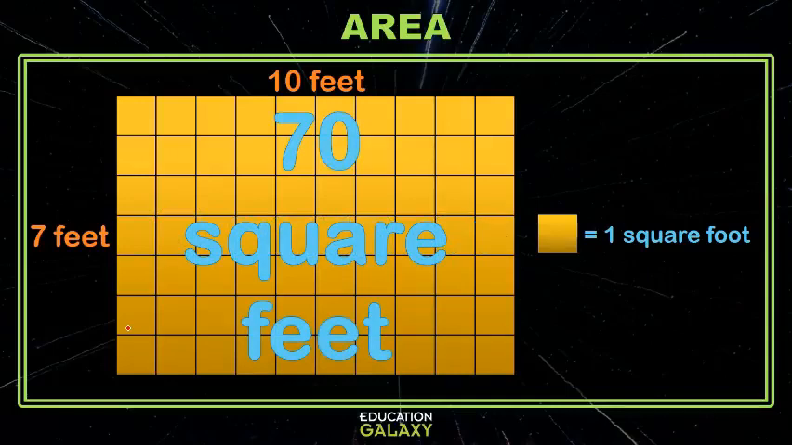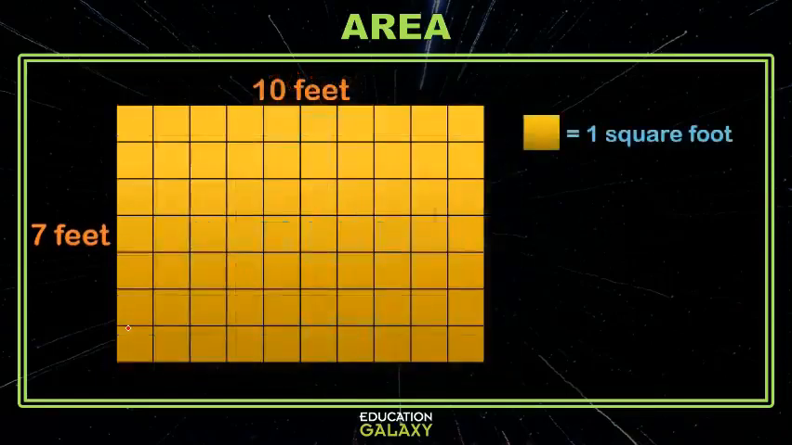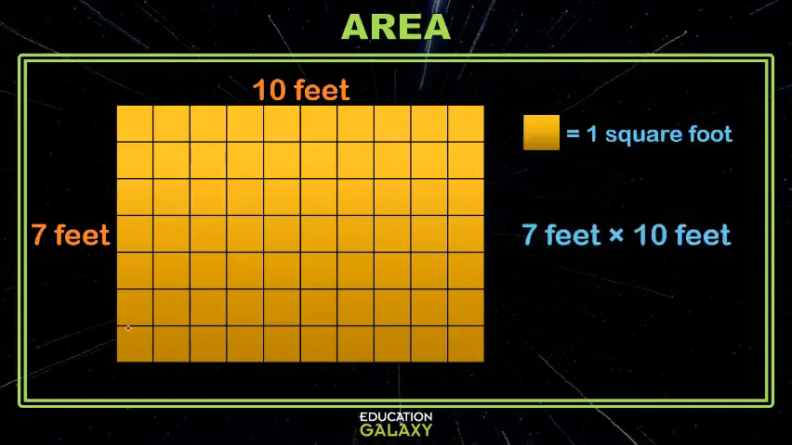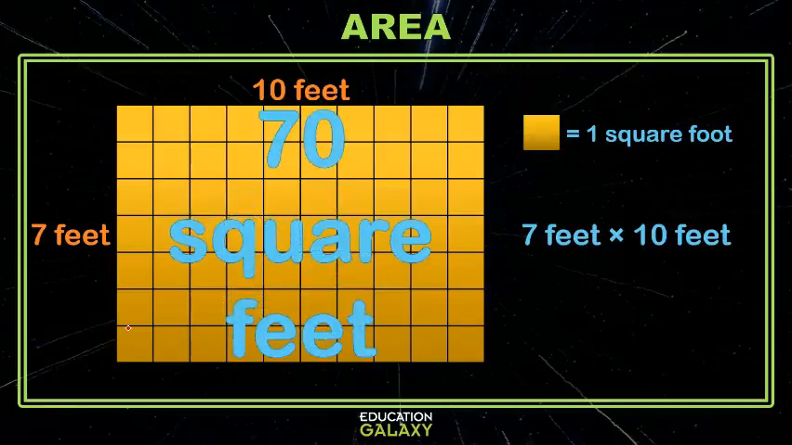But maybe we don't want to add all the time. Do you remember that there was another way to find the total number of objects when you knew the number of rows and the number of columns? I'll help you remember. We multiplied. So we can still do that. We're just multiplying 7 feet by 10 feet. So we discover that we indeed have 70 square feet.